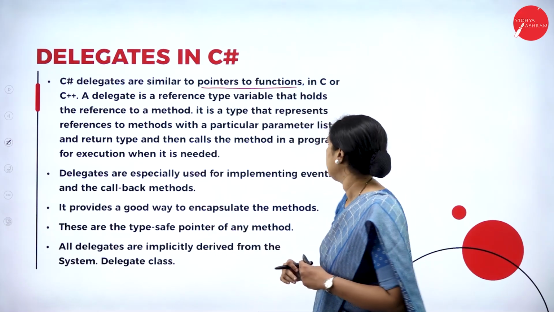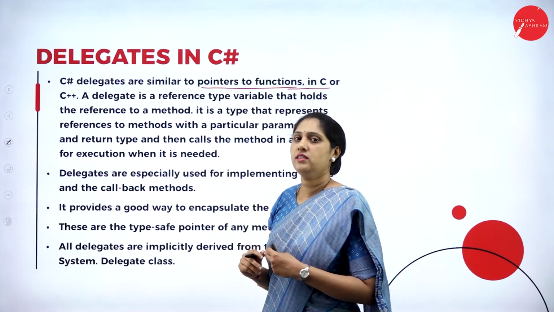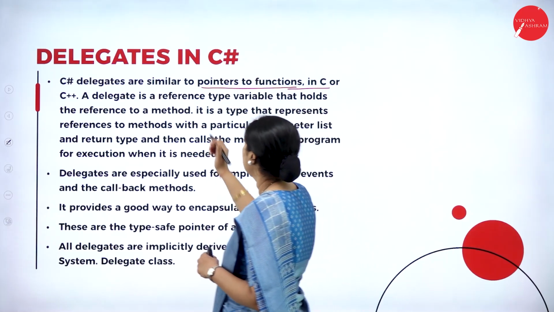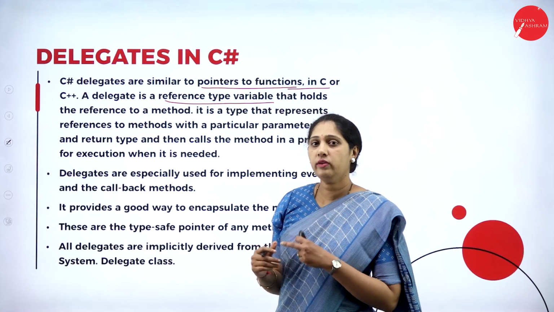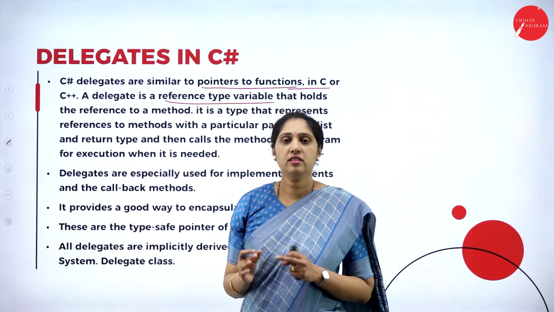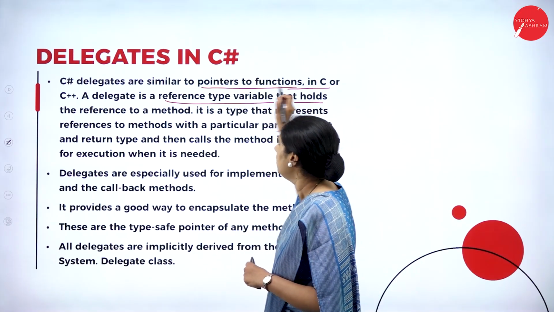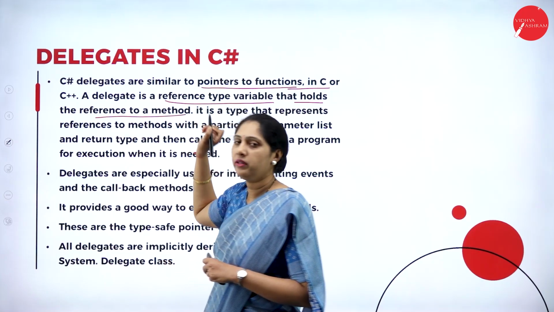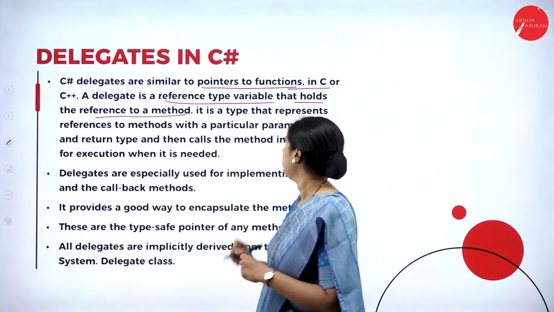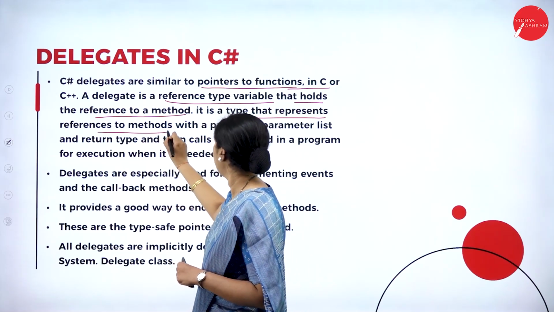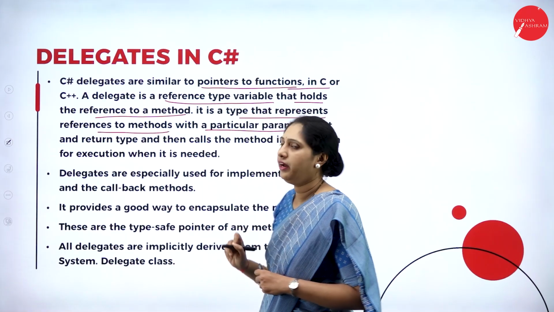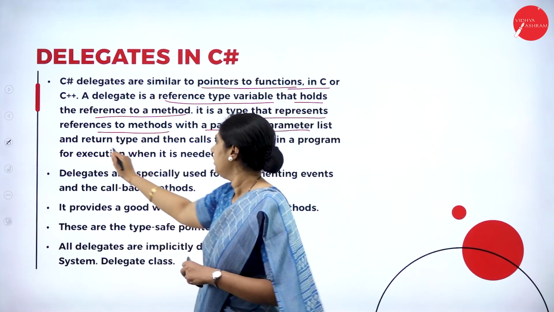So that is a delegate. But what we say a delegate in C# is, it is a reference type variable. It is also a variable. What variable? It is a reference. It is referring to what? It holds the reference to a method. So that is a delegate. It is a type that represents a reference to a method with a particular parameter list and return type.